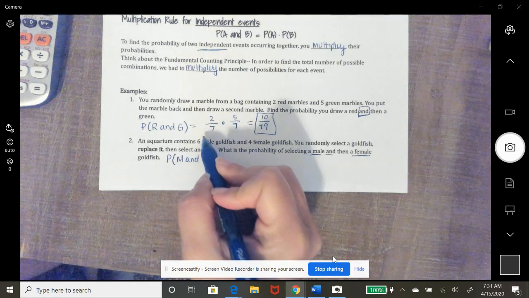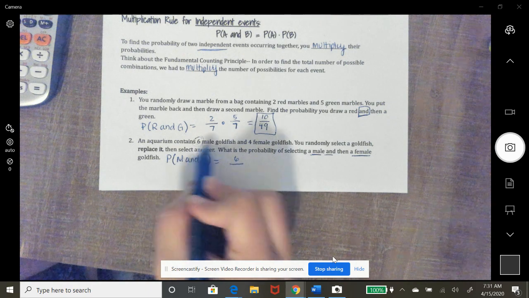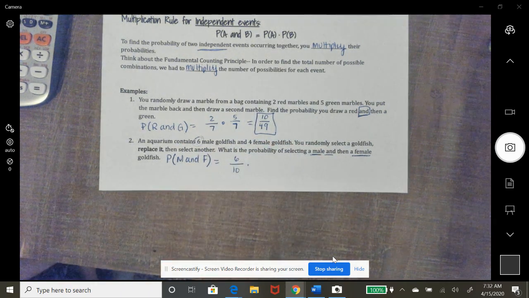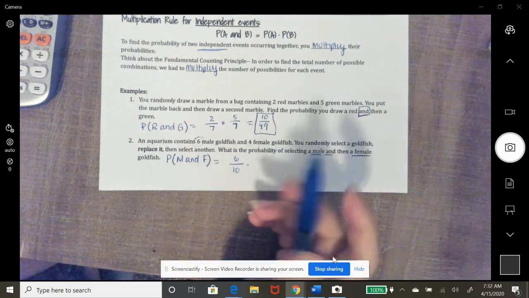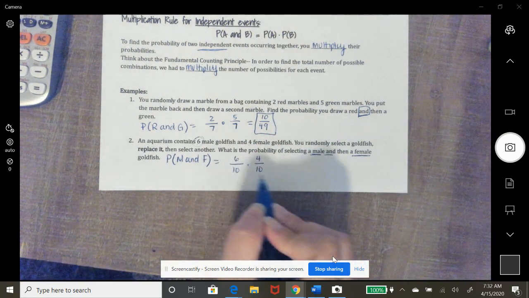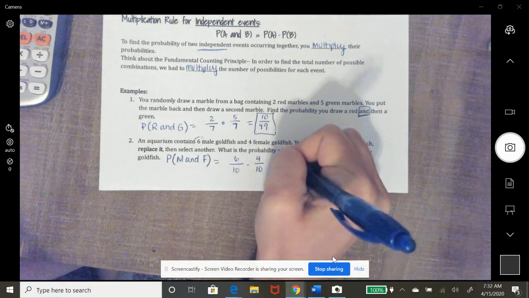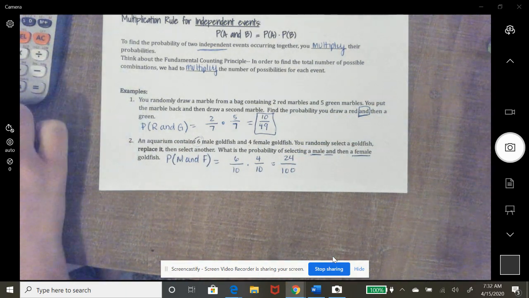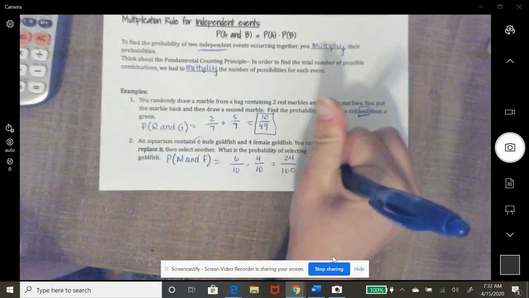Probability of getting a male: how many males do we have? 6. And we have 10 goldfish total, because 6 here and 4 here. So 6 over 10, times the probability of getting a female. We have 4 female goldfish, still out of 10. Since these are independent, those numbers will always be the same. So multiply across: 6 times 4 is 24, 10 times 10 is 100. You can leave it like that, or you can simplify it to 6 over 25.